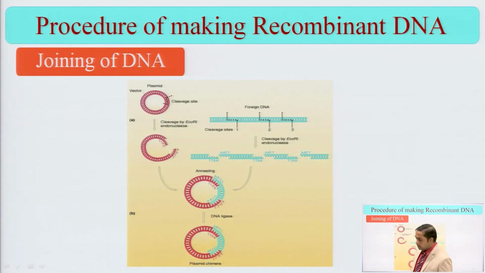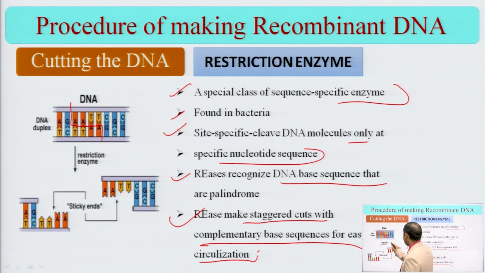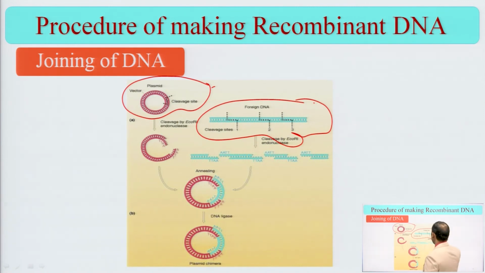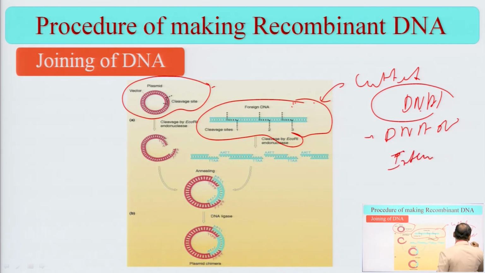Then what is the next stage? The next stage is joining. You have the plasmid, and you have taken the DNA, a particular DNA area. This will work as foreign DNA. This is the cut DNA, whatever DNA you have cut, the DNA of interest.